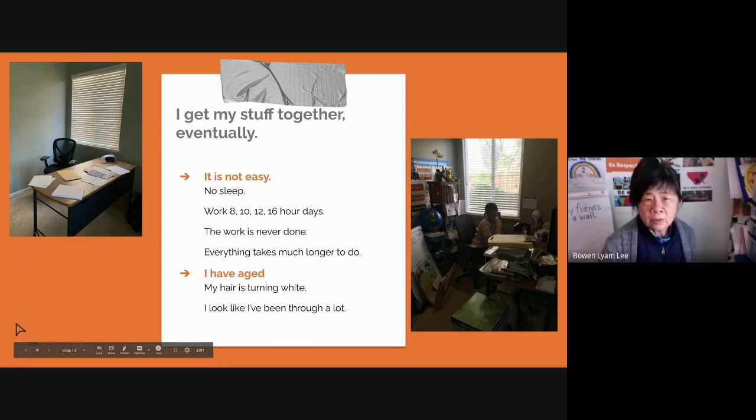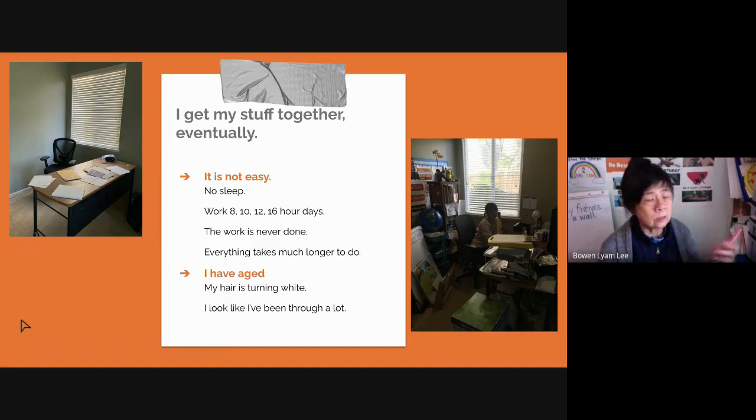And what I found out is this is not easy. I'm not getting sleep. I haven't slept well since March. I work 8, 10, 12, 16-hour days sometimes because the work is never done. And everything takes so much longer to do. And my hair is turning white. And I look like a president of the United States who ages very quickly because of the burden of the office. There is a burden on me all the time.